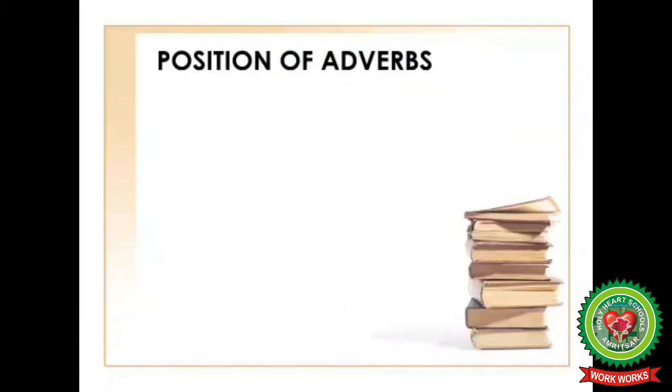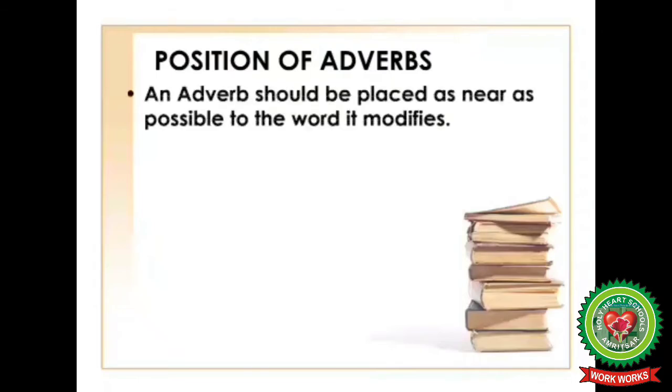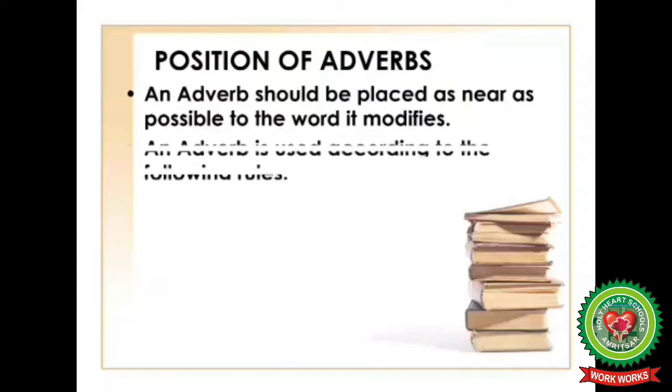Next, position of adverbs. In order to make the meaning of the sentence perfectly clear, an adverb should be placed as near as possible to the word it modifies. It is very important because the position of the adverb changes the meaning of the whole sentence. There are certain rules which need to be kept in mind in order to know how to use an adverb.